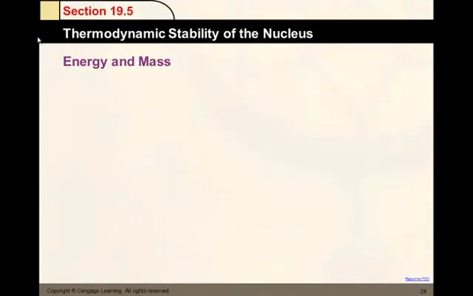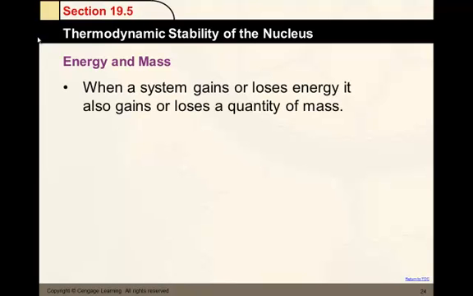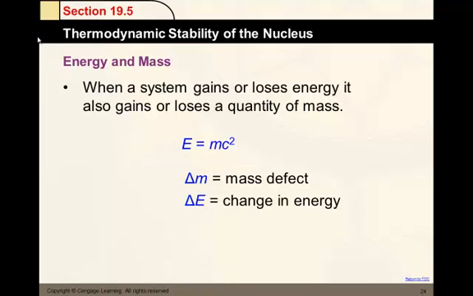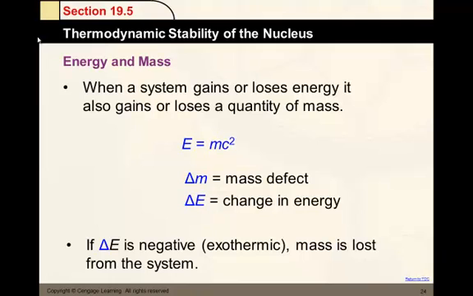Another concept of thermodynamic stability of the nucleus is the relationship between energy and mass. As Albert Einstein found, there is that relationship, which you know as E equals mc squared. Delta M is the mass defect. Delta E is the change in energy. And if delta E is negative, or exothermic, mass is lost from the system.